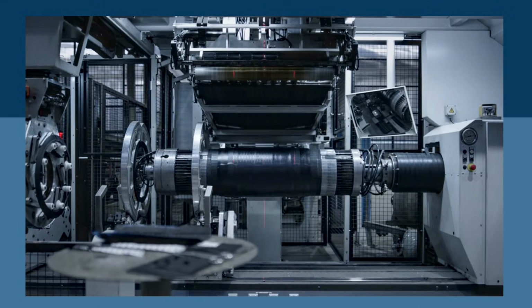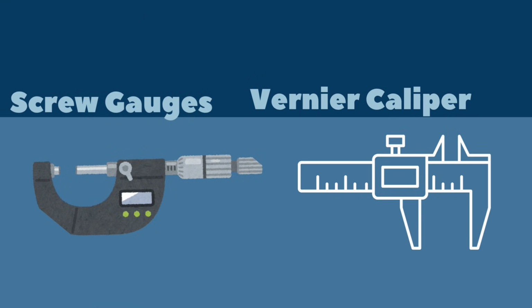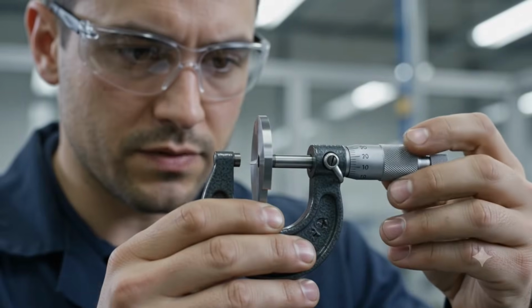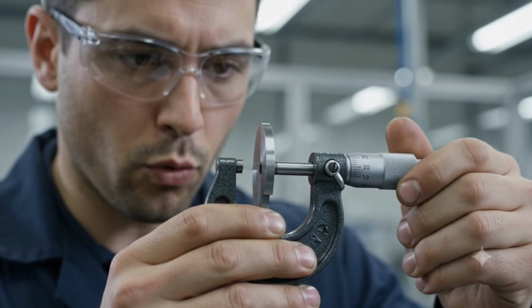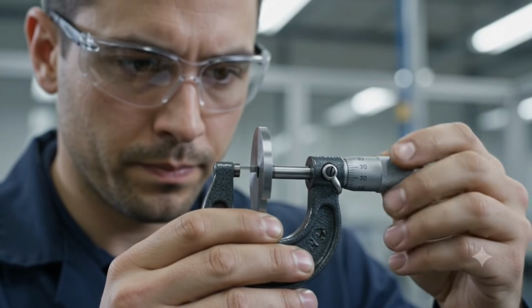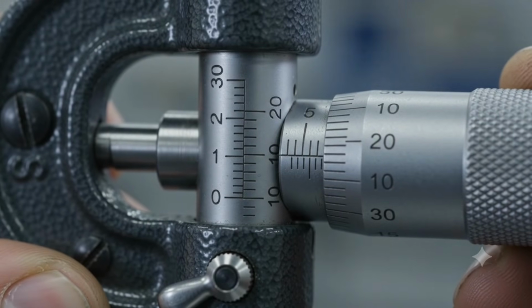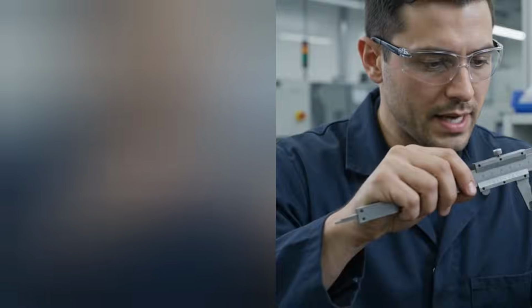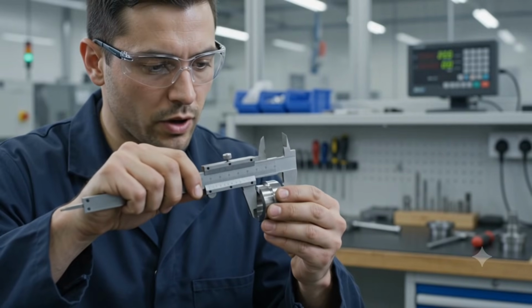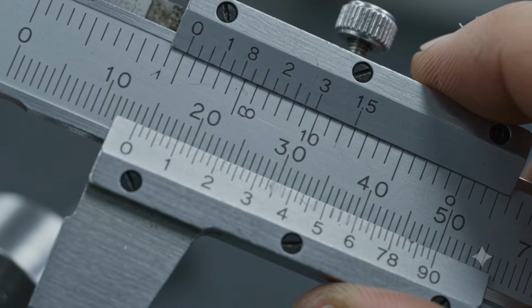For example, a vernier caliper is used to measure length, inner width, outer width, and depth more accurately than a ruler. A screw gauge, also called a micrometer, measures very small diameters and thicknesses, like wires or thin sheets. The vernier caliper is great for small object dimensions, while the screw gauge gives even finer precision. Both tools help students learn careful measuring and accurate reading.